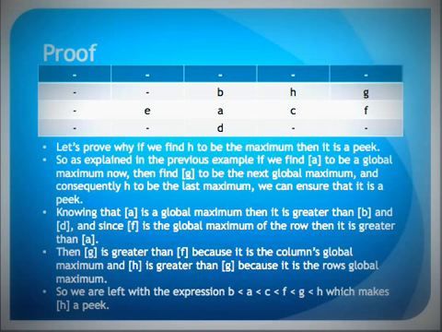And now we can rest assured that H is a peak of the entire matrix. Why? Because A is greater than B and D, it's less than C and F, and G, and H is greater than G and F. Then as you can see down here with the expression that we're left with, H is most definitely greater than all of its corresponding neighbors, B, C, G, and the top element, because we know H is a global maximum for that array or that column.